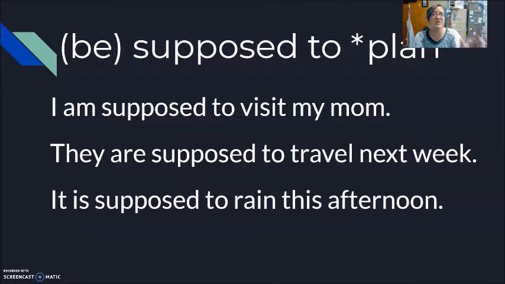Very, very common to hear this with it. It's supposed to rain this afternoon. It's supposed to be a great day. It's supposed to be busy. It's supposed to snow next week.